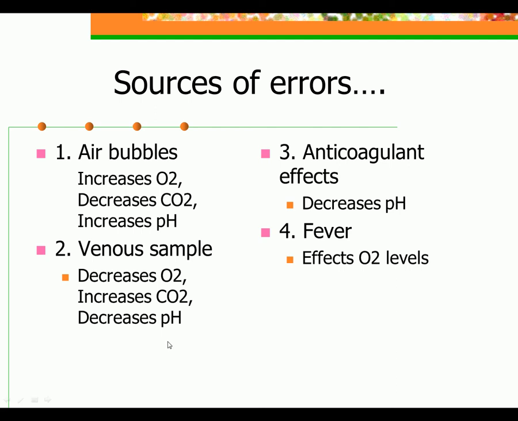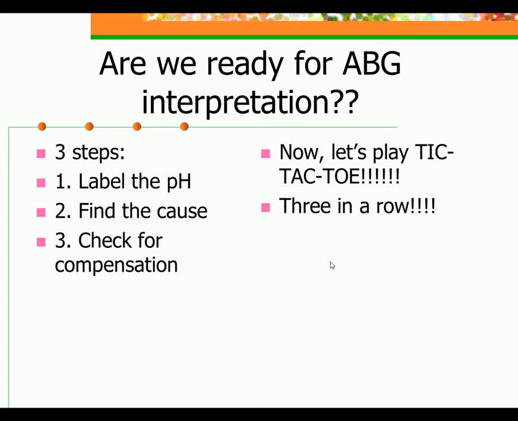Air bubbles. What can be sources of errors if you do draw an ABG? Air bubbles can increase O2 levels, decrease CO2 levels, and increase pH levels. Venous samples: if you get a venous sample, it can cause abnormal values. Anticoagulant effects decrease pH. And if they have fever, that can affect the overall O2 level. Okay? So these are all major sources of errors that can occur in ABG samples. So now we're ready for interpretations.